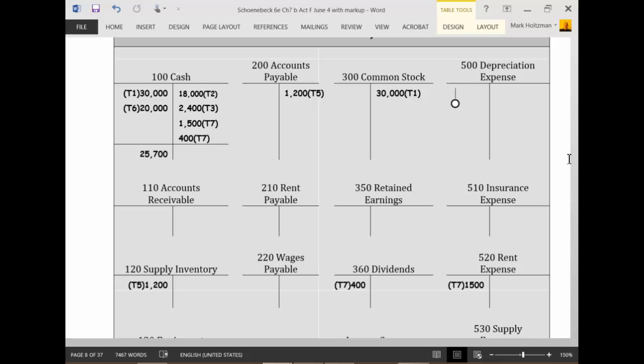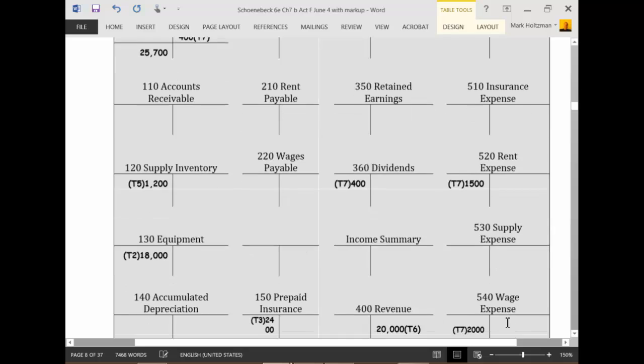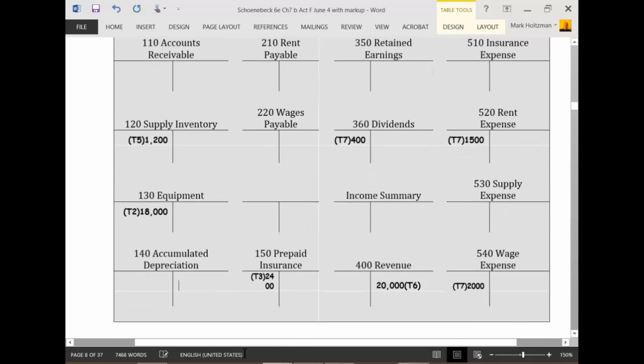And debit depreciation expense for $300. I'm going to write here in parentheses A1 for adjustments, $300. The credit, if you remember, went to accumulated depreciation. So I go over here to accumulated depreciation and I credit it for A1.